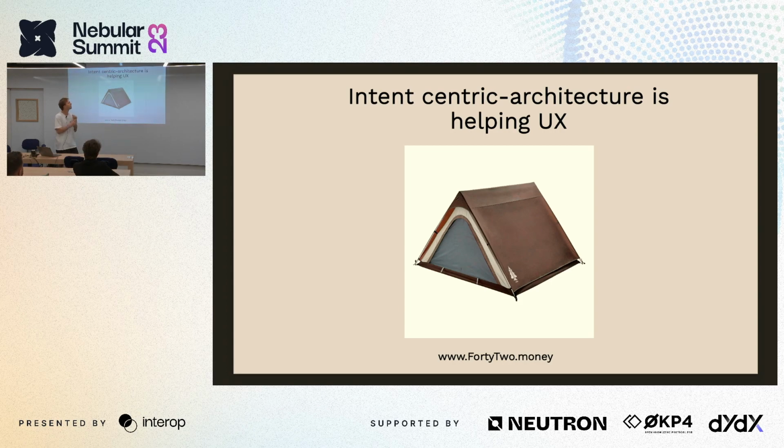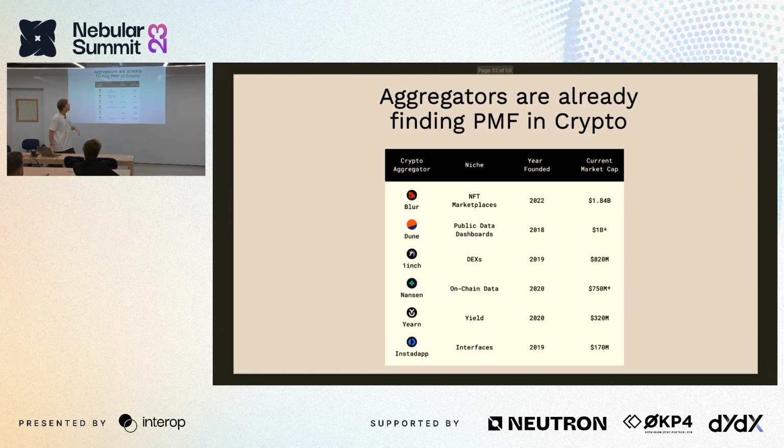A lot of companies are focusing on this at the moment, specifically in Cosmos. There's Mechatech and obviously Leap Wallet also focusing on this. And I think this is going to help with aggregators a lot, because an aggregator is just that user endpoint. The user wants to go from A to B, and all the funny stuff in the middle just needs to happen. Aggregators have already found a lot of product market fit in crypto. If we look at the market caps of some of these aggregators, there's Blur for NFTs, Dune for dashboards, 1inch, which is huge, Nansen, Yearn, and Instadapp, which is still up and coming.